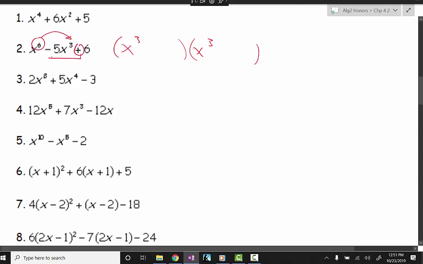Factors of 6 that add up to 5. So we're going to use -2 and -3. So those, no big deal. If we put a number in front of it, they're just going to factor by grouping using that same process.